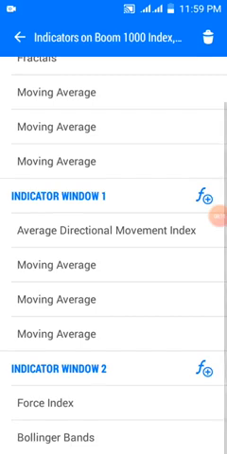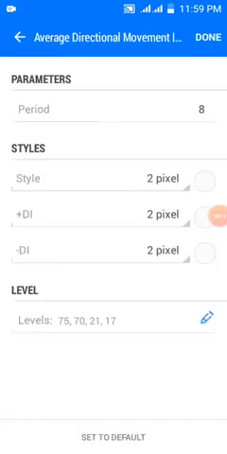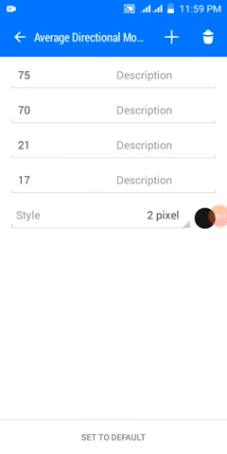Then on my indicator window 1, I have the ADX. Okay, period is 8, and the levels 70, 75, 21 and 70. Don't forget, the 70 and 75 marks my resistance area where I expect the green and the red lines to cross down on the blue line, and the 21 and 70 marks the support area where I expect the green and the red line to cross up above the blue moving average line.